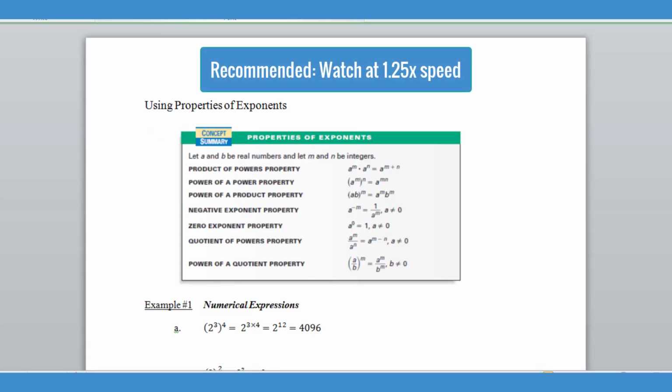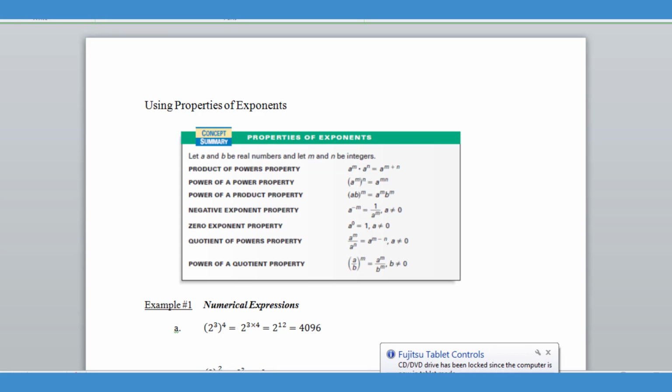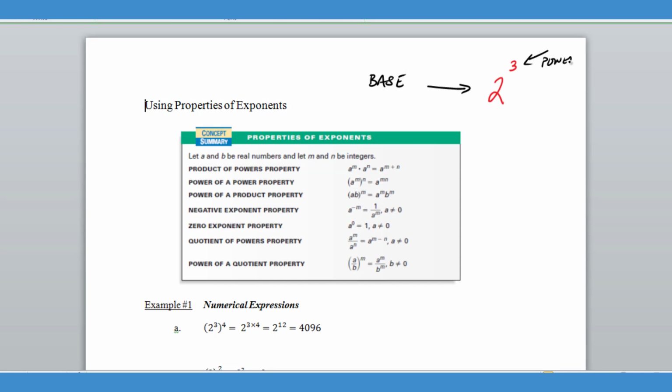We're going to start this unit with a review of the properties of exponents that you should have learned in Algebra 1. This will be a good review to prepare you for polynomial functions in the upcoming unit. So just a quick recap of what an exponent is and talk about the different parts. If we have a 2 being raised to the third power, the 2 in this case is what we call a base, and the exponent is what we call the power.